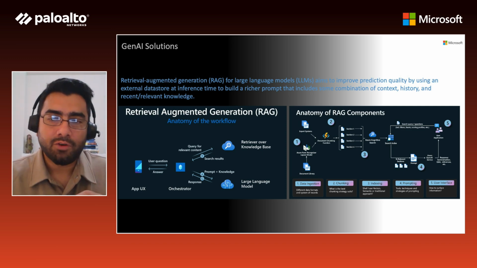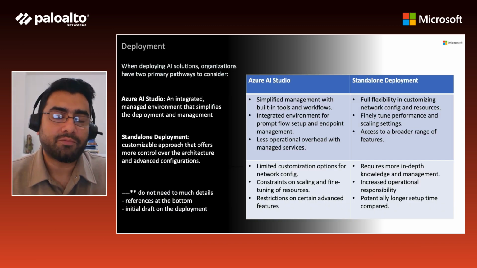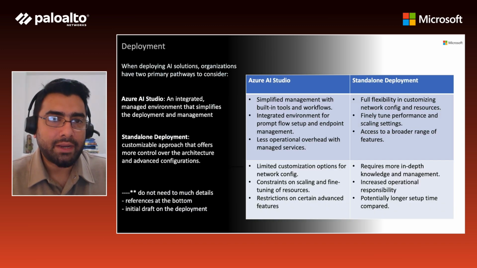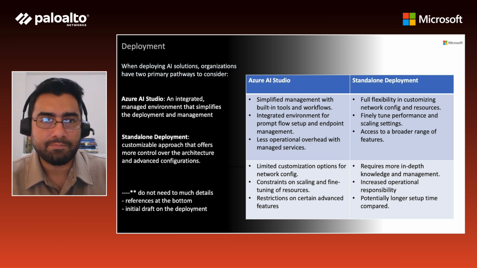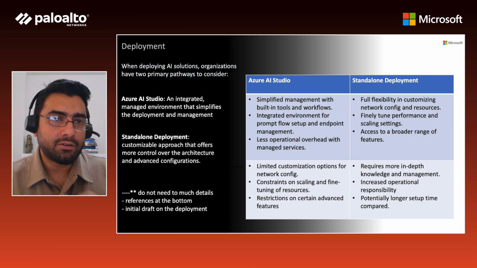So if we focus more into the deployment part of it. There are two main parts of the deployment when it comes to how to deploy this anatomy for your solution. So there are two available deployment solutions that we provide right now. One is Azure AI Studio, and another one is standalone deployment. So we'll look a little bit into the details of the deployment part.